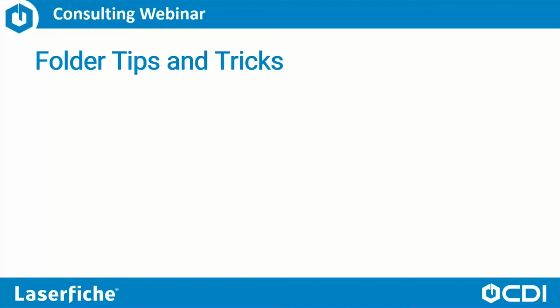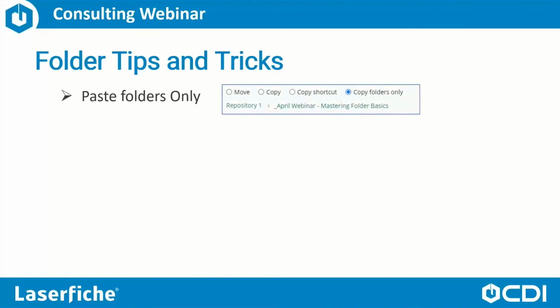Some tips and tricks for folders. We do have the ability to copy and paste folders only. If you have a folder structure that you really like and want to reuse it, but there are documents in that folder, we can copy the folder structure only. Folders can also be marked with a star as a bookmark, just like documents can, and they will show up in the starred entries display.